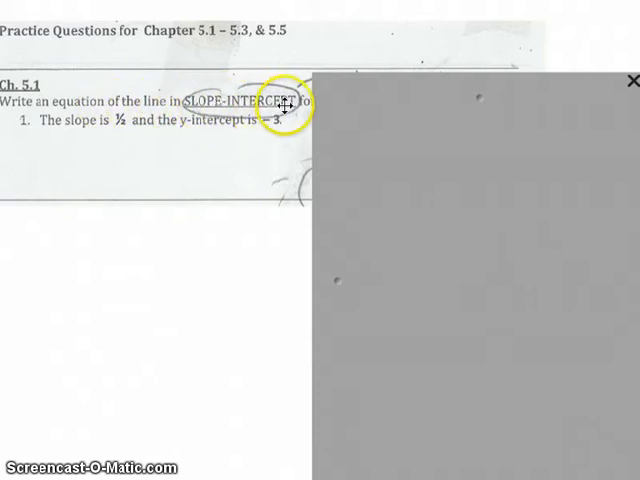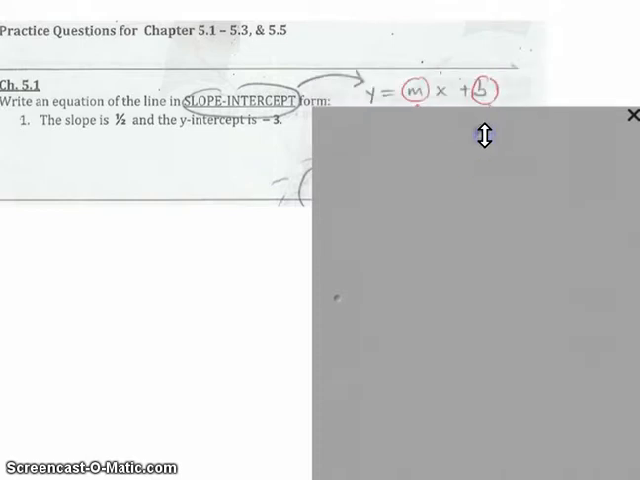slope-intercept form. The great thing about slope-intercept form is that if they give you the slope and the y-intercept, then all you have to do is plug those numbers in. Slope-intercept form is this: y equals mx plus b. We talked about that a lot back in the late winter and early spring. So m is slope, b is the y-intercept.